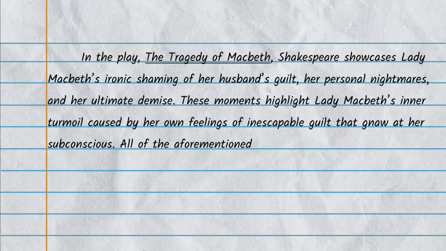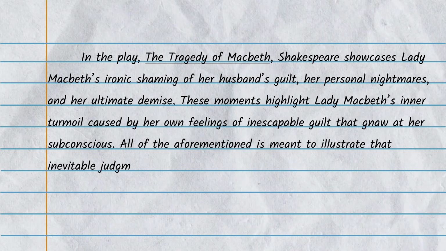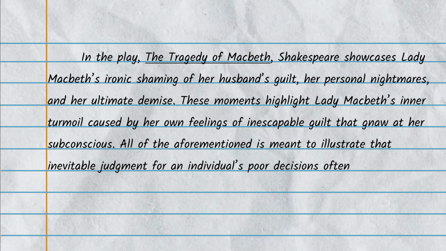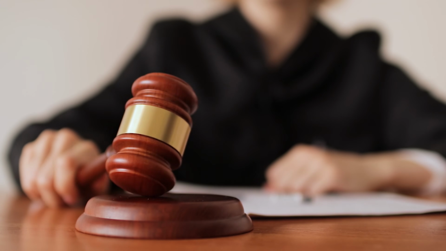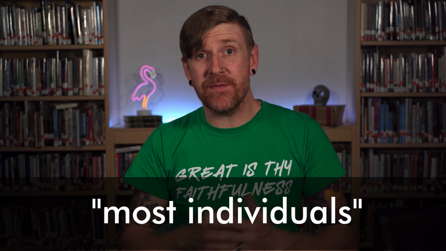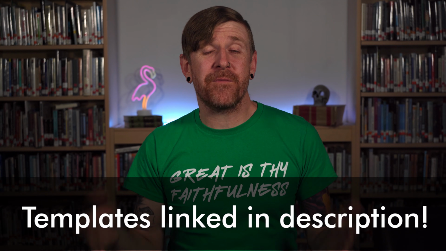All of the aforementioned is meant to illustrate that inevitable judgment for an individual's poor decisions often doesn't come from external sources, but rather a person's own conscience. This explores the ideas of inevitable judgment, poor decision making, and the conscience. Both the original thematic statement and this sentence mean the same thing, they're just worded differently. What can you learn from this variation? Well, because you are your own writer, if it makes more sense for you to start your universal insight with the phrase most individuals instead of a universal idea, you can. I've included both types of thematic statements on the free template and video document found in the description.